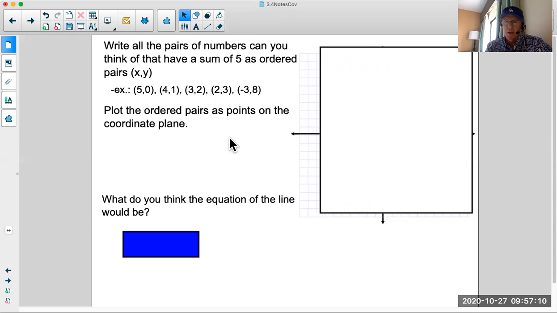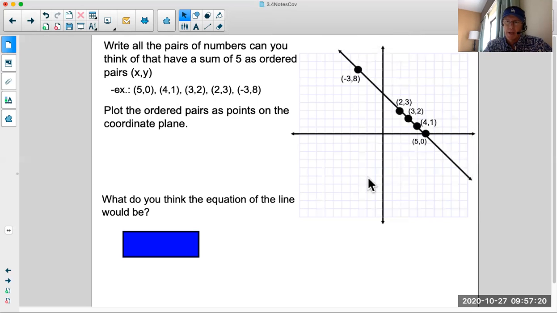Okay, now go over on this coordinate plane and whatever numbers you thought of, plot them. Okay, so plot those points. Okay, so I have my examples there and I plotted mine. Notice they form what? They all line up, right? So this would be a linear function, right, that passes the vertical line test. What do you think the equation of this line would be?